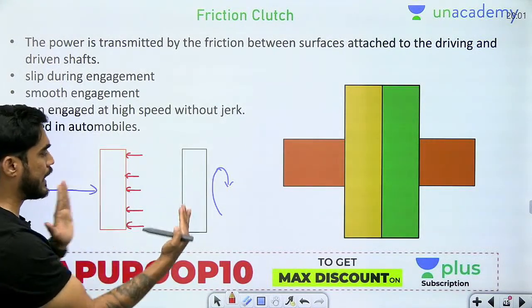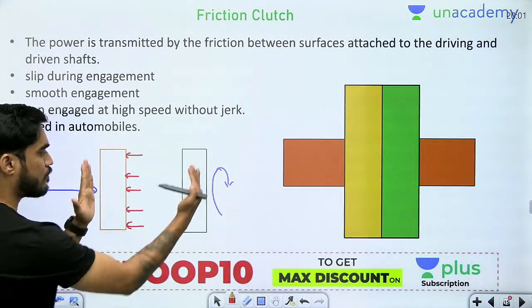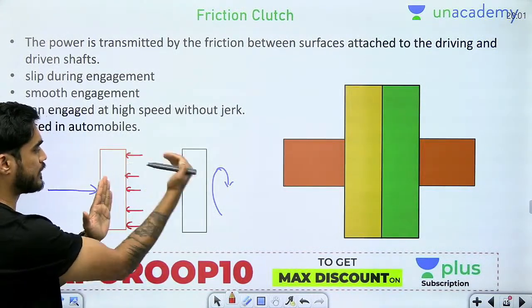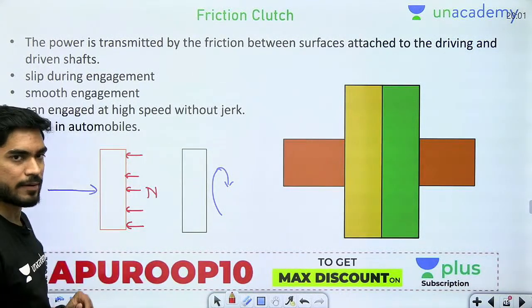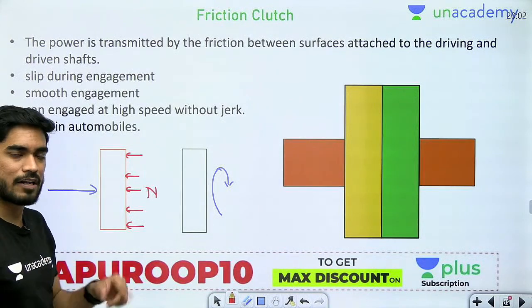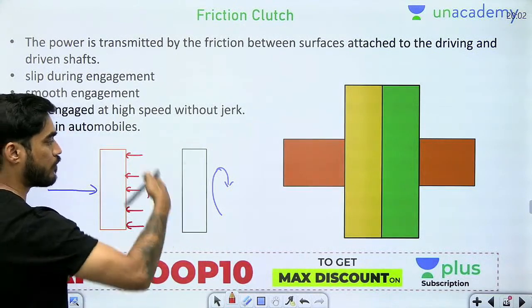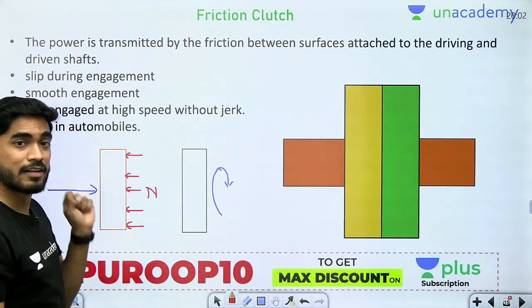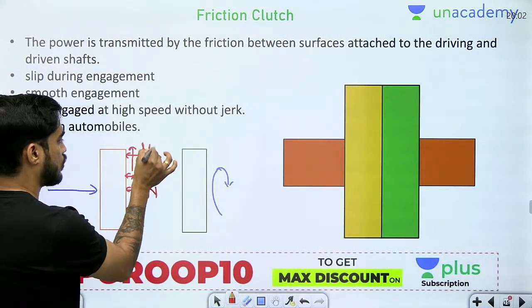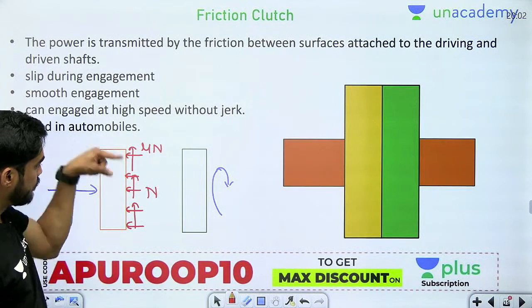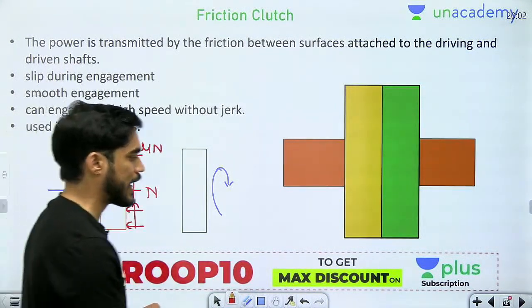So when I am applying a force on this part, then both these parts are connected, so there will be some normal force between these two. A normal force will be created between them, and this normal force will develop a friction force also, because there is a relative motion between them. This is the moving part, this is the static part, so there will be friction also, mu N. Now this friction will apply torque on this plate, right?